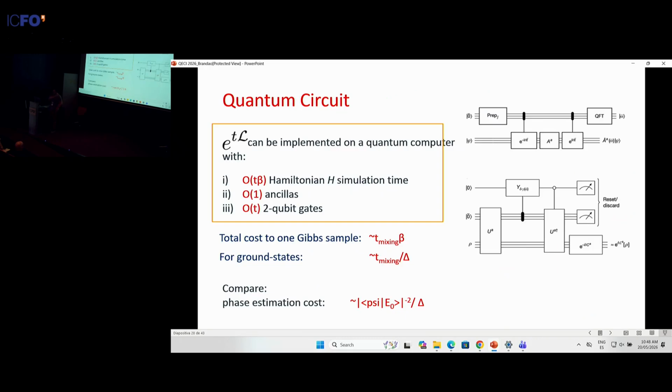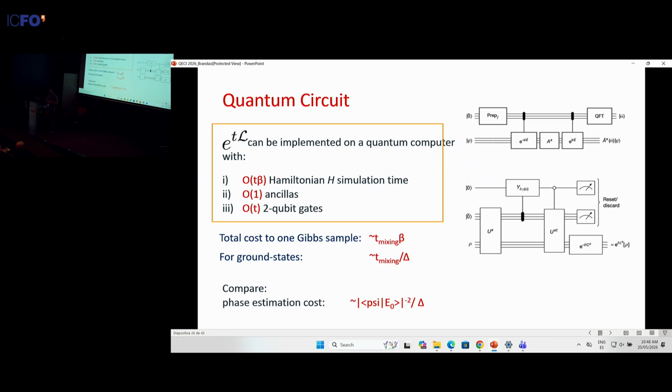And okay, so how do you do it on a quantum computer? So these are the circuits. Maybe I won't get into the detail of the circuits, but this is the claim. The claim is that to implement this quantum channel, which is e to the power of tL, just the time dynamics of this Lindbladian for time t, this can be implemented on a quantum computer with the following resources.